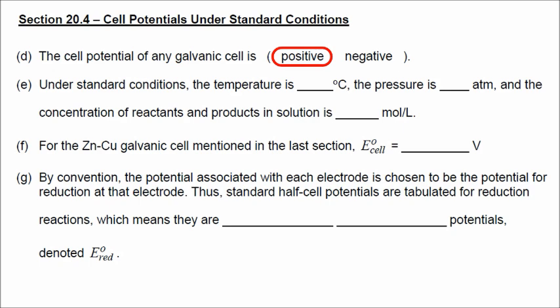Standard conditions are the following: 25 degrees Celsius, 1 atmosphere of pressure if there are any gases, and all of the aqueous species in solution have concentrations of 1 mole per liter. For the zinc-copper galvanic cell, which was mentioned in the last section, the cell potential, or the voltage, was 1.10. Now, by convention, each electrode is chosen to write a half reaction. So we can write a half reaction as a reduction. These are called standard reduction potentials, and you can find them in a table in chapter 20 as well as in the appendix in the back of the book.